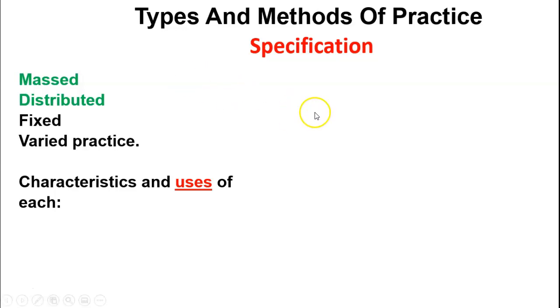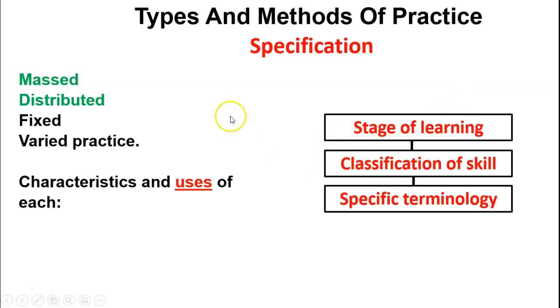Okay, so as always, when evaluating, we will need to follow this process where we look at the stage of learning, the practice type be most effective for, the classification of skill be most effective for, and then something specific that will enable us to get marks on top. Okay, so that's how we're going to go about it. Let's have a look at our practice types today then.